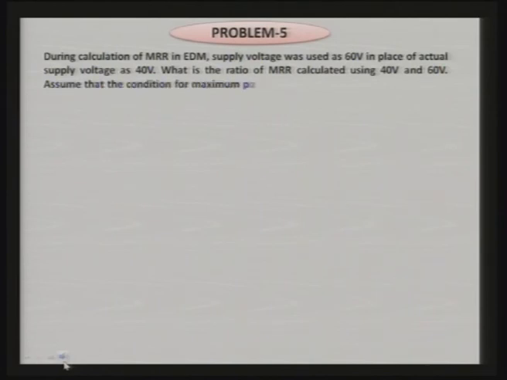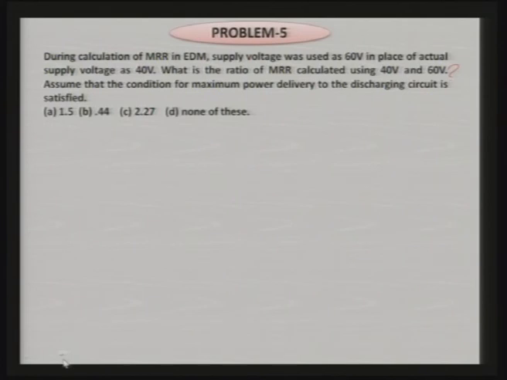The next problem says that during calculation of MRR in the electric discharge machining process, the supply voltage was used as 60 volt in place of the actual supply voltage of 40 volt. What is the ratio of MRR calculated using 40 volt and 60 volt? That is the question mark here. Assume that the condition for maximum power delivery to the discharging circuit is satisfied. 4 options are given: 1.5, the ratio of this MRR, 0.44, 2.27 and none of these.